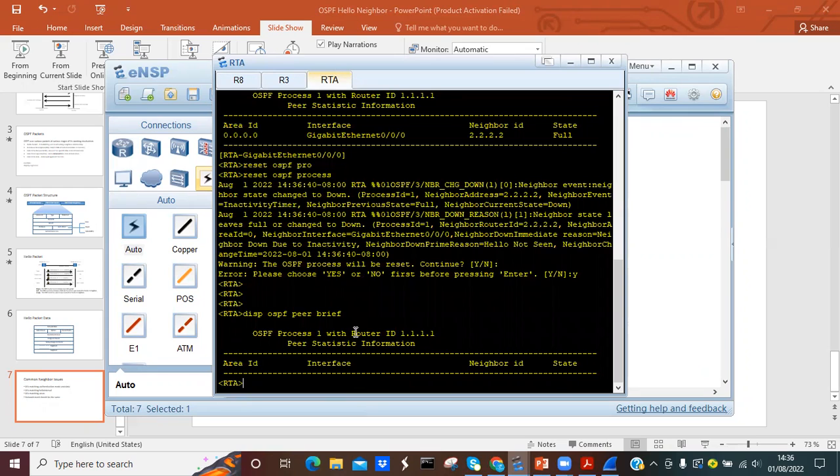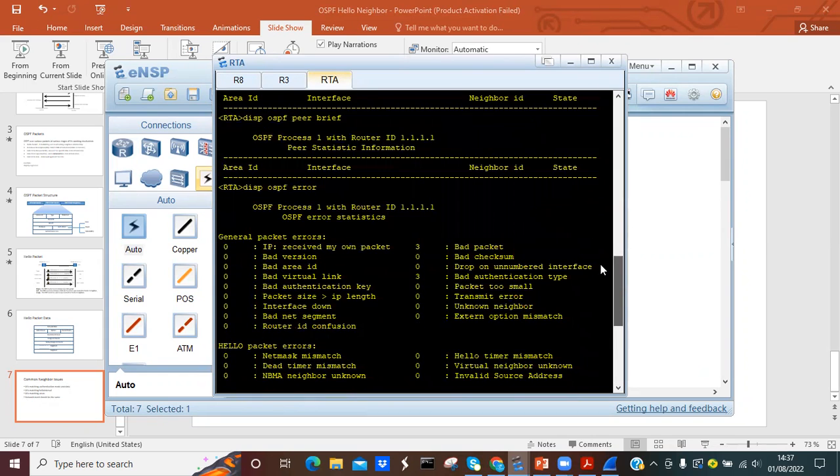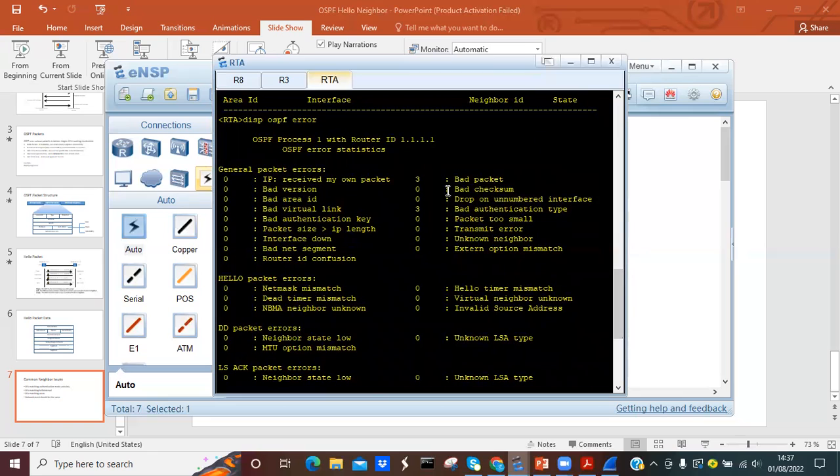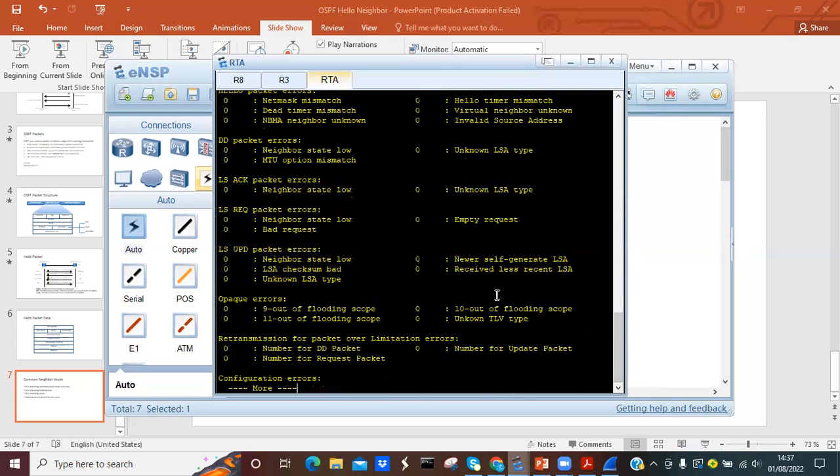You see, we do not have a neighbor now. Because why? We won't know until we say display OSPF error. Remember that command? It will tell us where the problem is. So when you come to look at it, it will say there are 3 bad packets that you have received. So we have received 3 bad hellos. And if you come here, the error is in here, bad authentication. You see, those 3 packets had bad authentication type. So we can fix that.